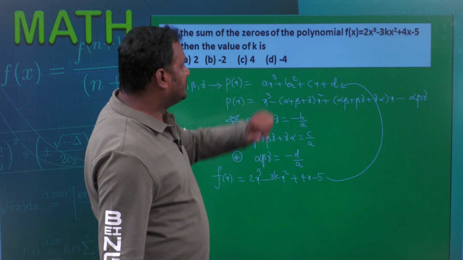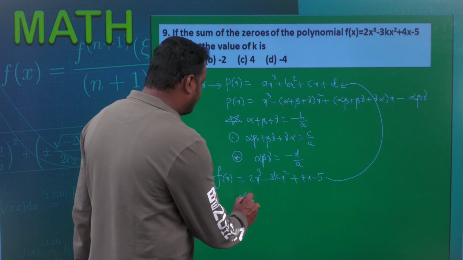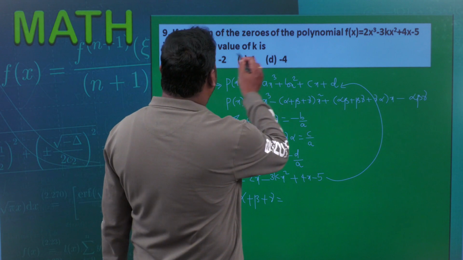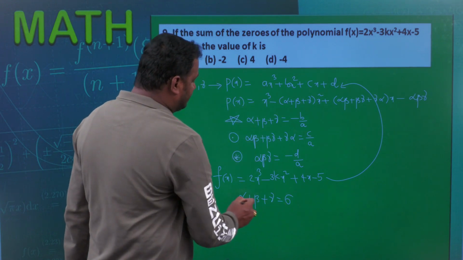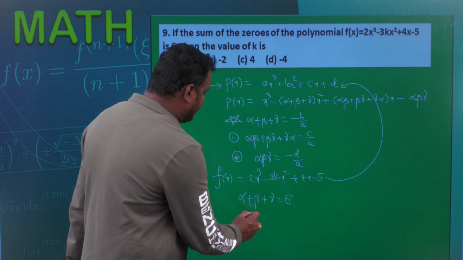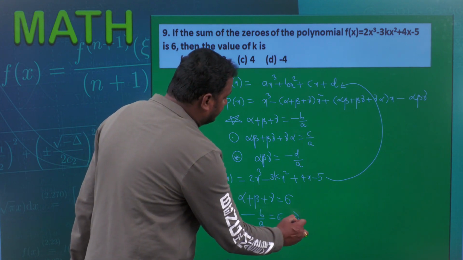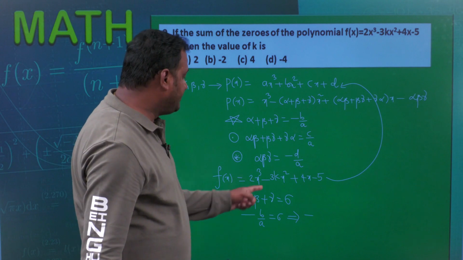Given that the sum of the zeros of the polynomial, meaning alpha plus beta plus gamma, is given as 6. So what is the formula for alpha plus beta plus gamma? That is minus b by a is equal to 6. Substitute the values: minus, what is b here?